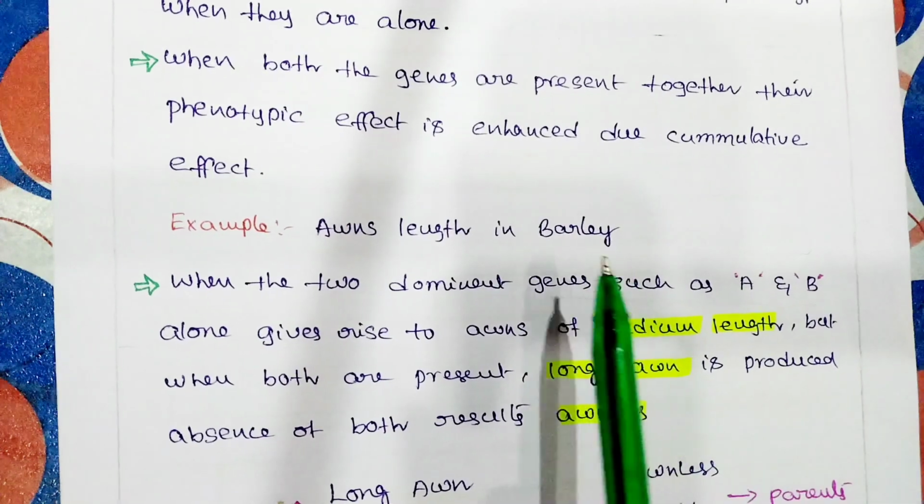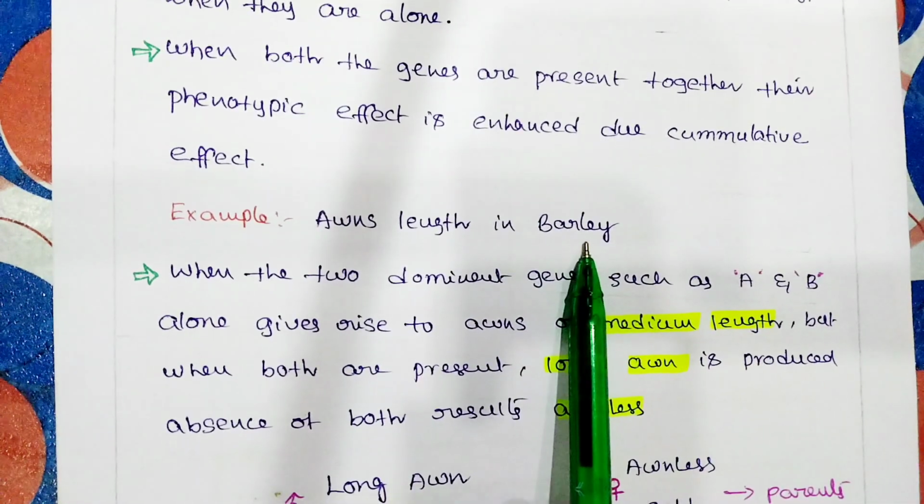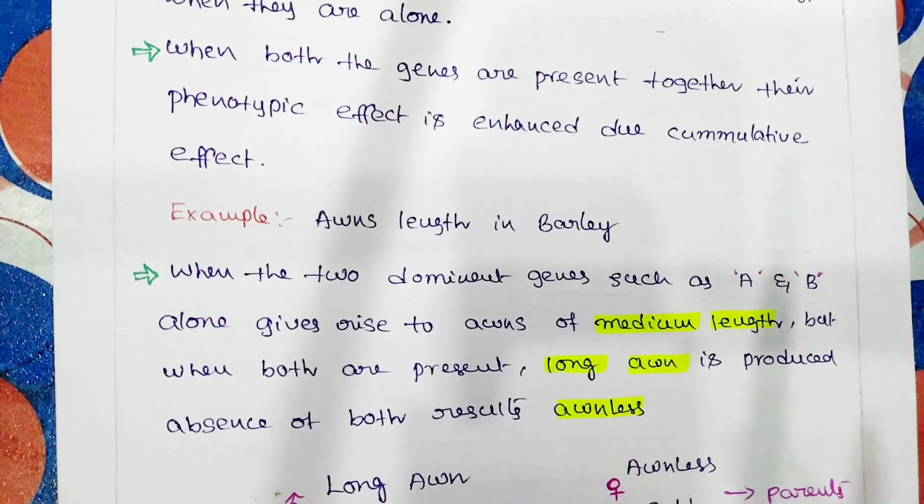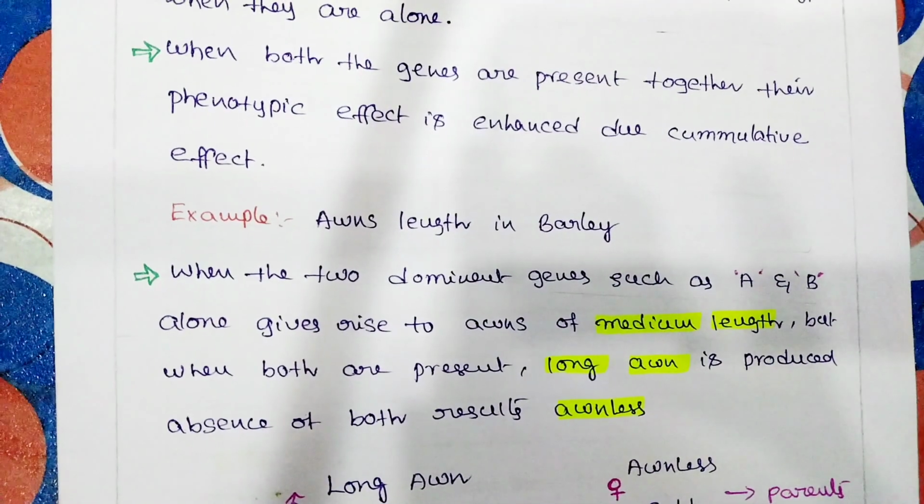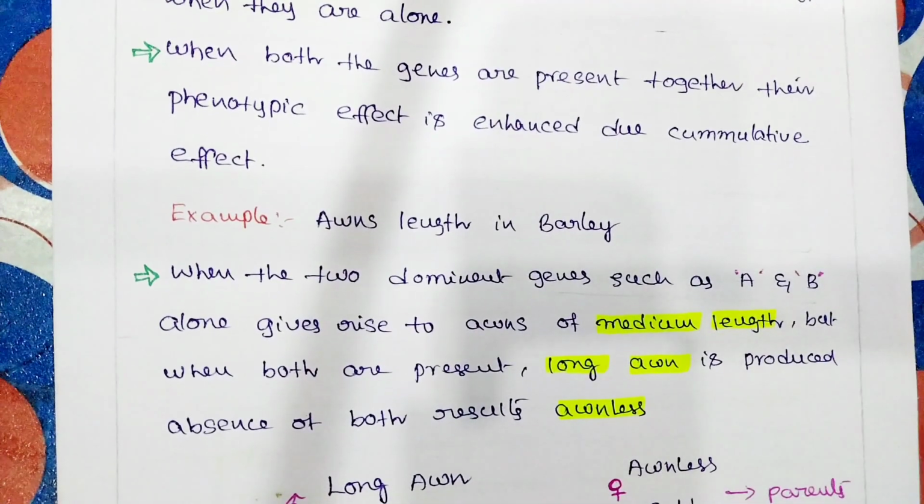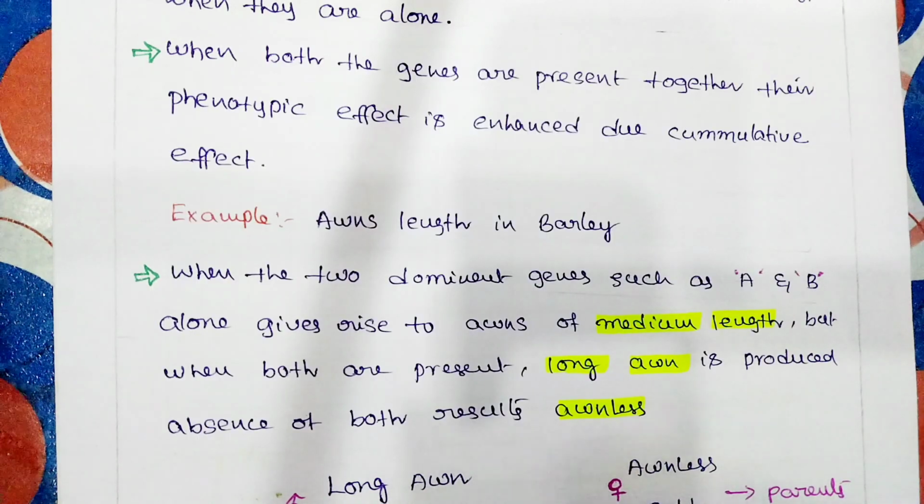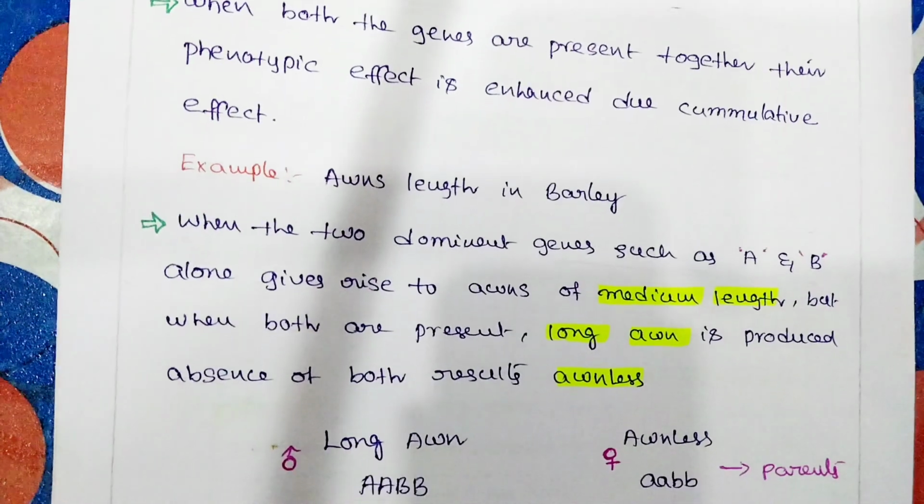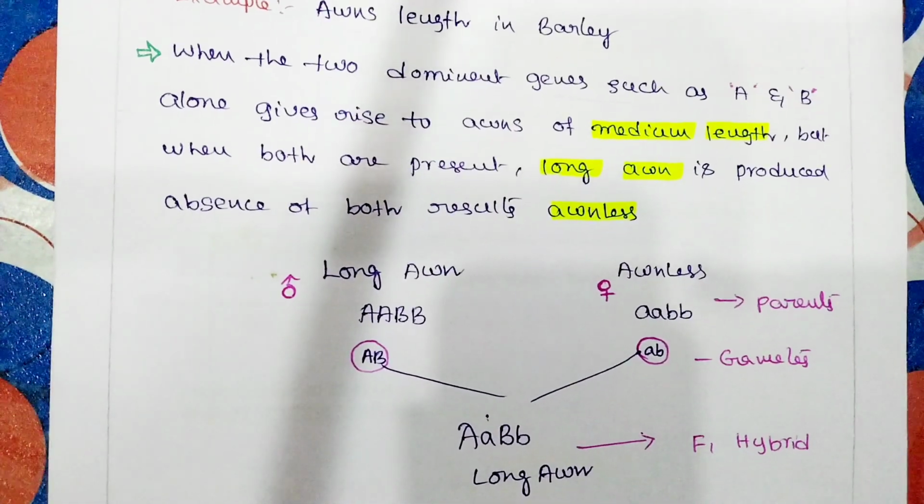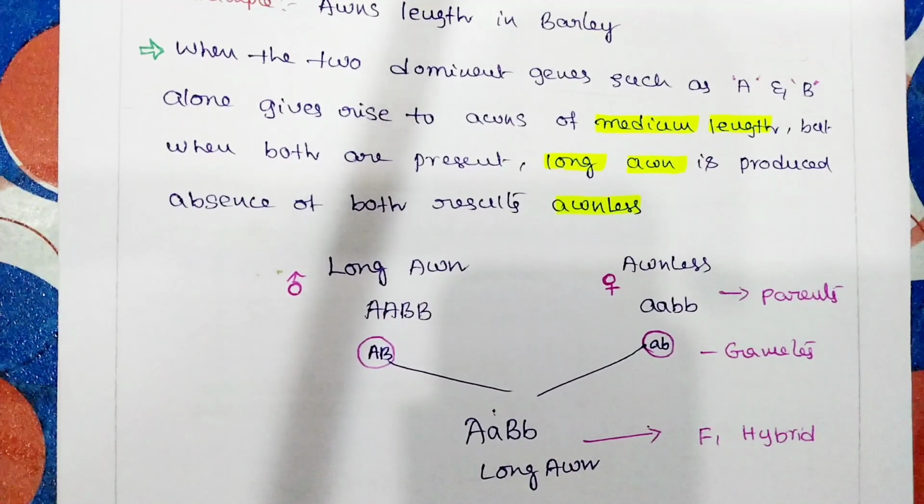Awn length in barley. An awn is a fiber-like or bristle-like structure present on the head of barley. Look at the picture for better understanding. So these are the awns. Now coming to the example, awn length in barley is an example of polymorphic gene interaction.